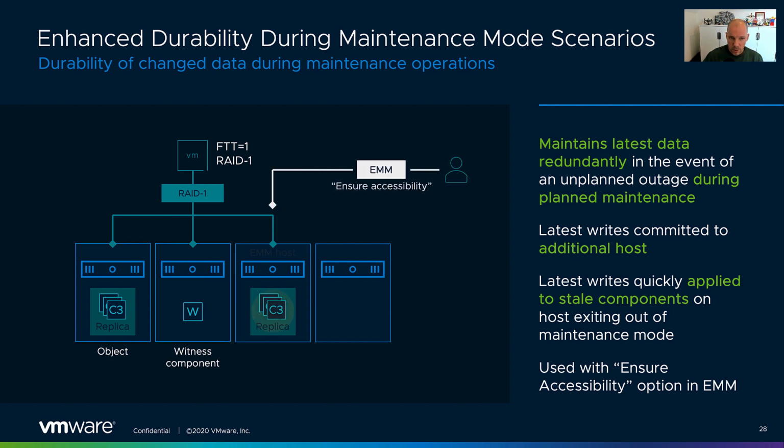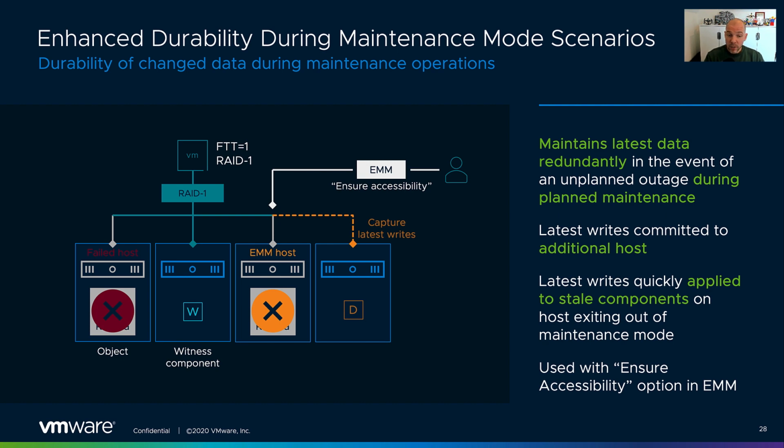So if we place a host in maintenance mode, and as a result that data becomes inaccessible, and in this particular case we're not moving out the data, it just remains on the host, so we're using the ensure accessibility option, or the option where we're not moving data, we now create an additional component. That can only be created if you have sufficient hosts in your environment. But assuming you have sufficient hosts in your environment, that Delta component will now start receiving additional IOs.